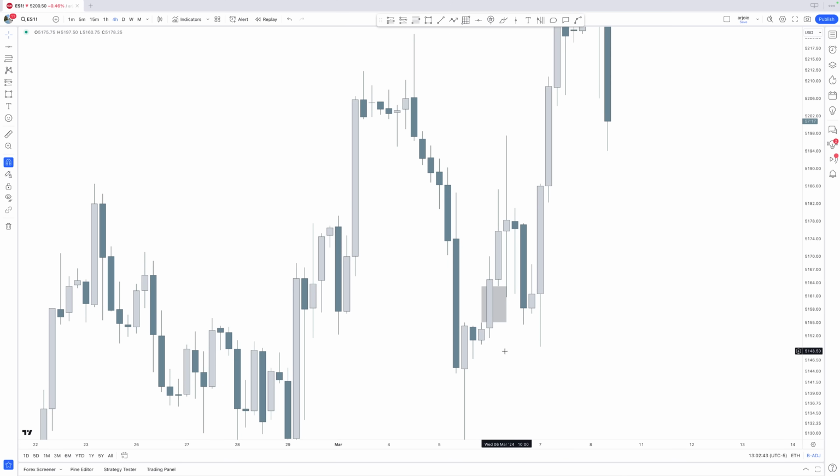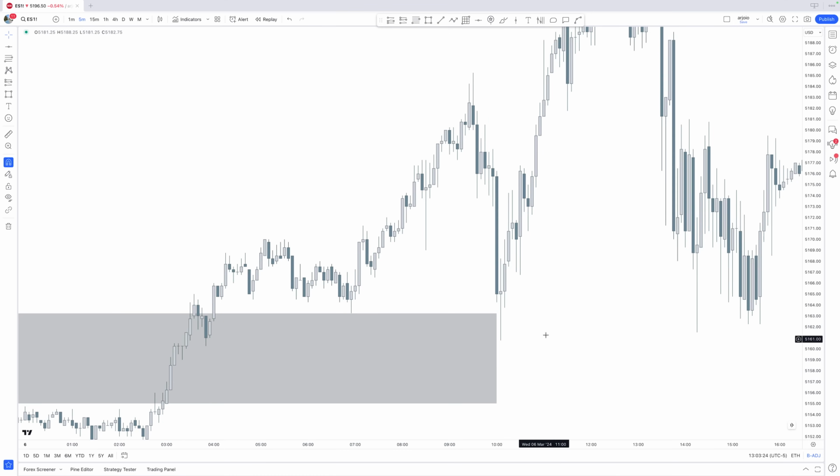So even though it might follow through, we still have to keep in our mind, hey, there was never a fair value gap that actually held. So when we then create a bullish fair value gap like that, that's the sign that we do still want to continue higher overall.